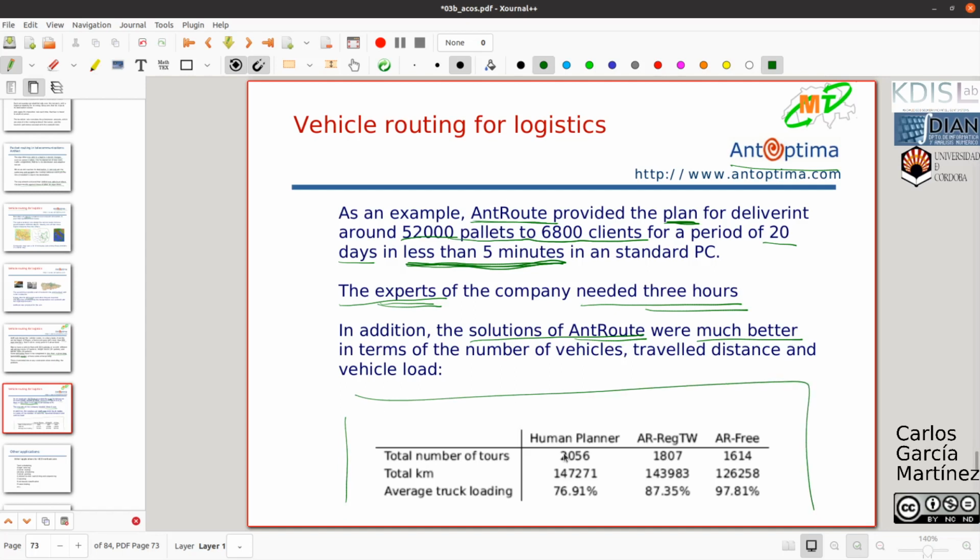So, for instance, in the expert plan, the number of routes for the vehicles is 2000, but these are two versions of the ant colony optimization, and in this case they use fewer tours, fewer vehicles than the plan of the human experts. This also means fewer kilometers.